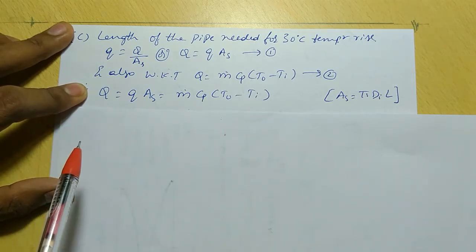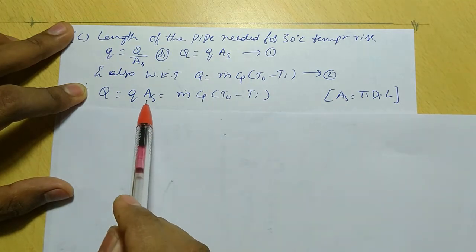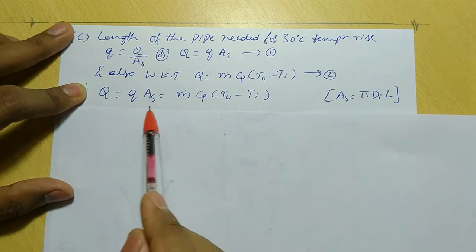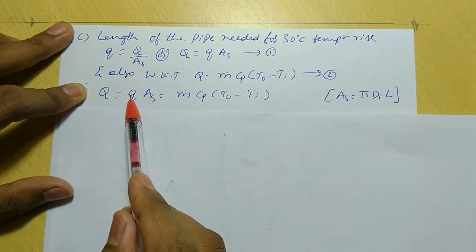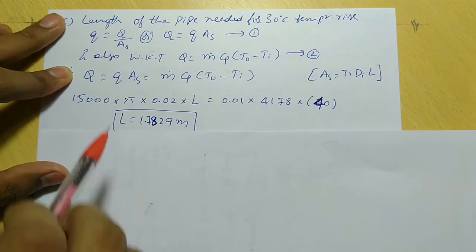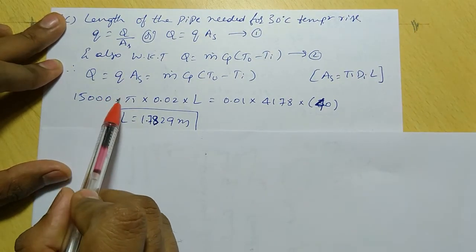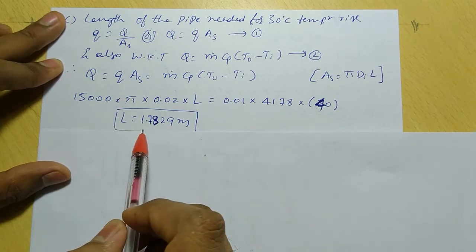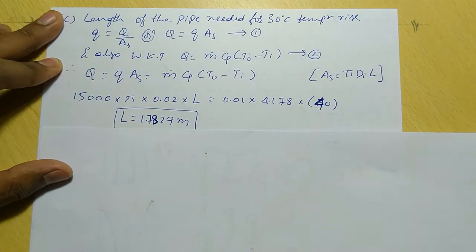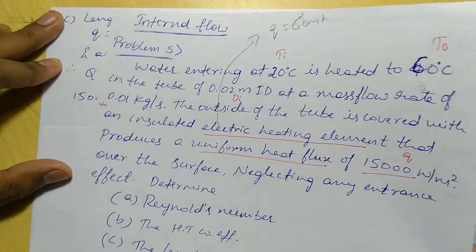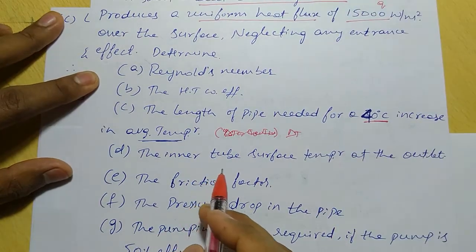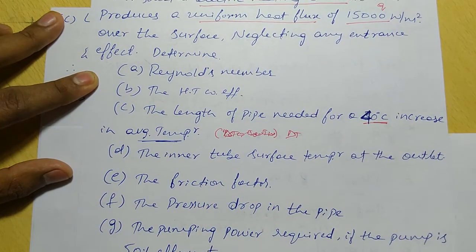Next, our aim is to find the length. As, the surface area, is equal to pi into di into L. In this problem the heat flux q is given, so we use this equation. Now we know all the values; substitute them and we obtain the length. L is equal to 1.7829 meter.